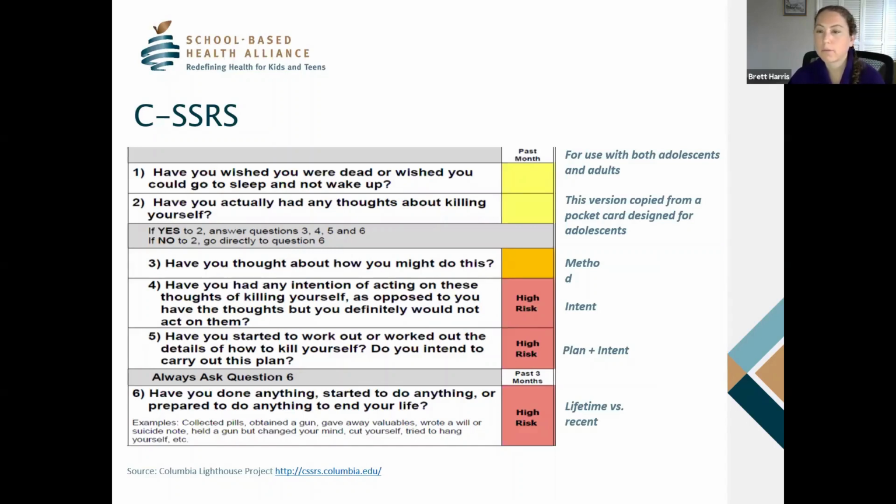Going on through the rest of the tool, it looks like the wording just got pushed to the next slide, but it says method there, so it's indicating method: have you thought about how you might do this?